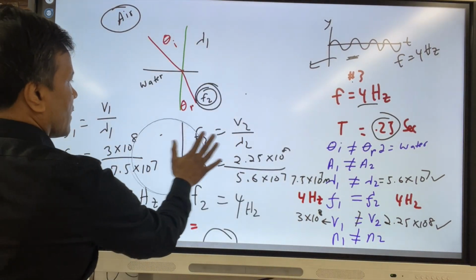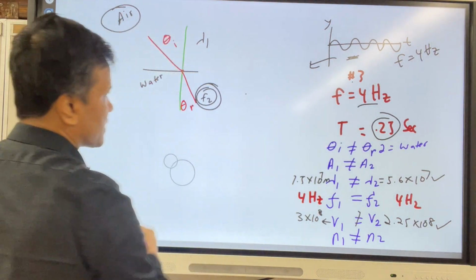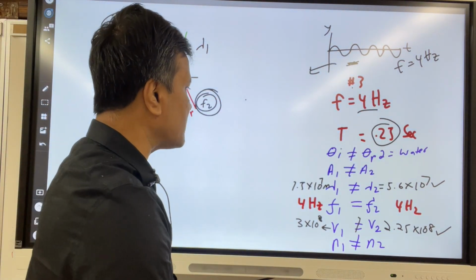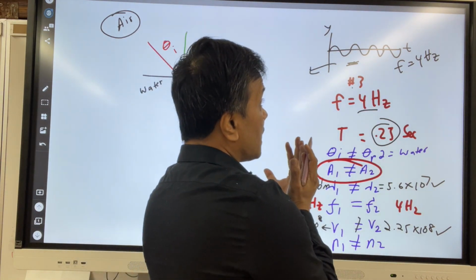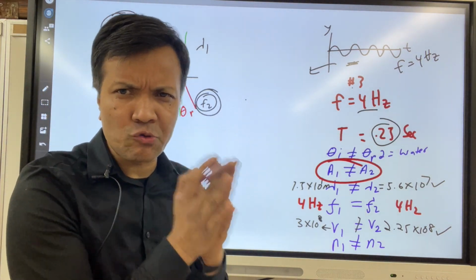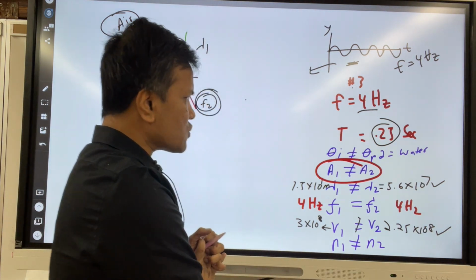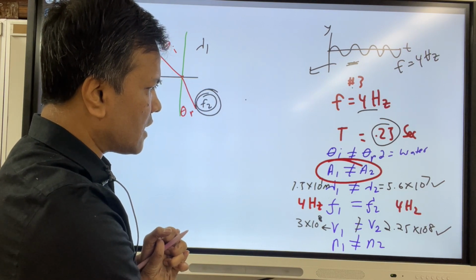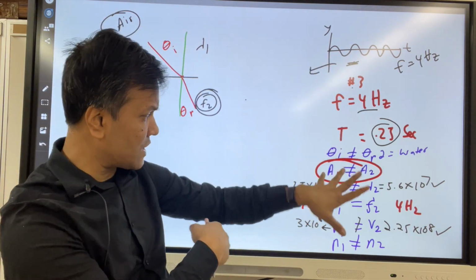Okay, good. Now we're going to move to the next problem, because these graphs do not give you any information about amplitude, because this graph doesn't move from water to air or air to water. The other thing is that this graph also doesn't give you any information about lambda directly. You cannot measure lambda from here, we have to do it another way.